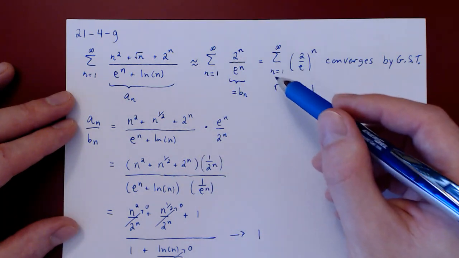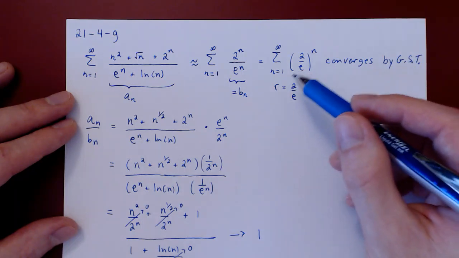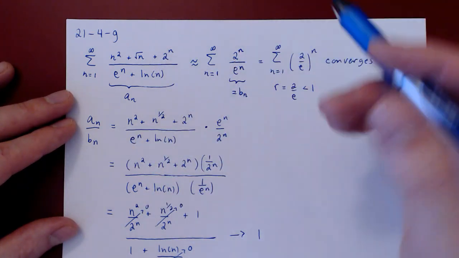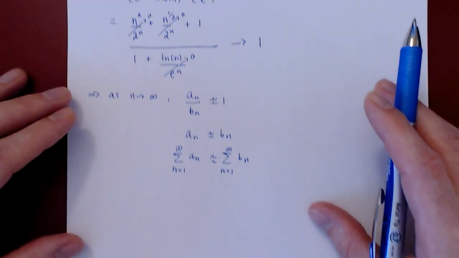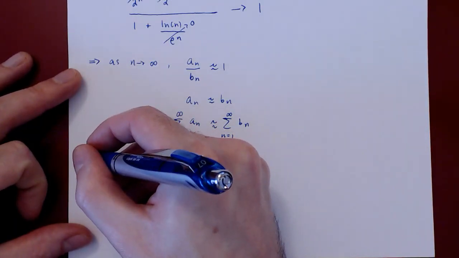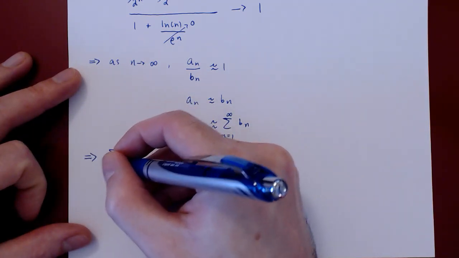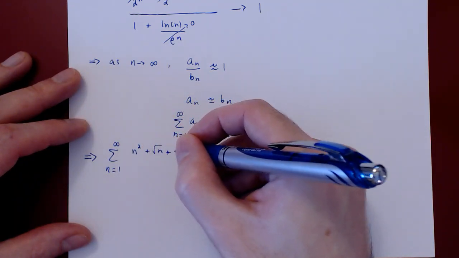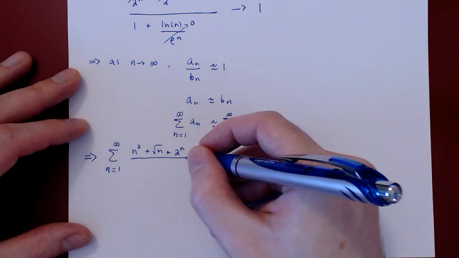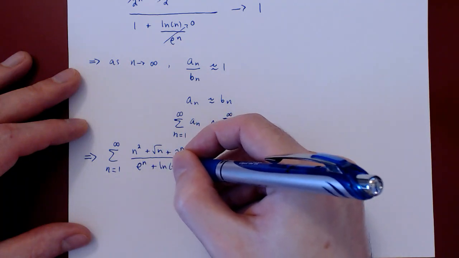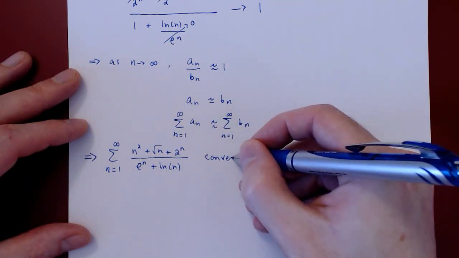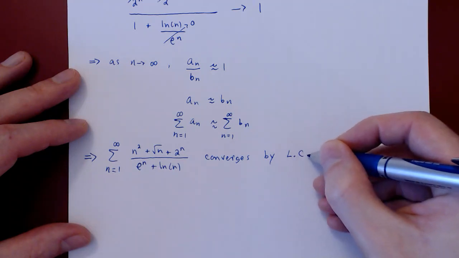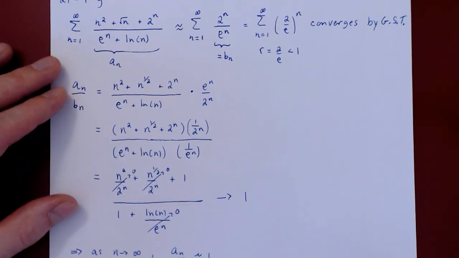So because the new simpler series converges as it is a convergent geometric series, then the initial complex looking series will converge as well by the limit comparison test. So let's write this down as our conclusion. So this implies that the initial series converges by the limit comparison test, which I will write as LCT. And that's it.